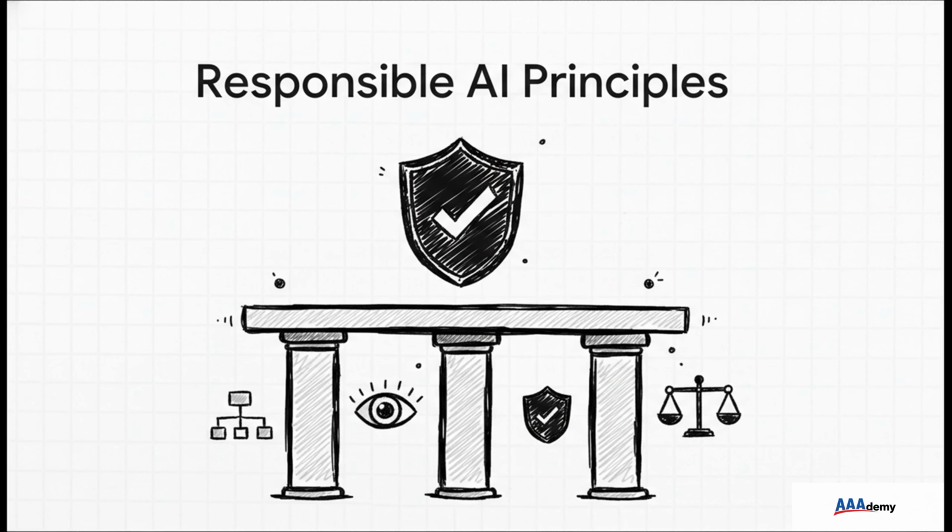We need explainability so we can understand why an AI made a certain call. We need transparency about its limits. We have to build in safety from the very beginning to prevent harm. And most important of all, there always has to be human accountability for these systems.